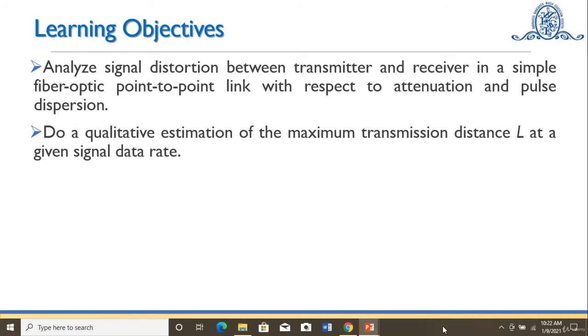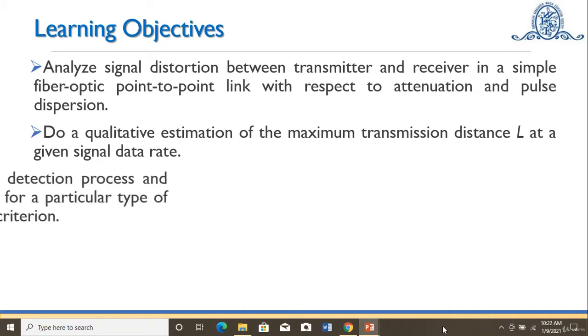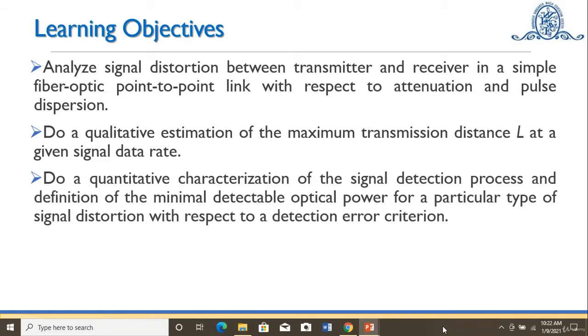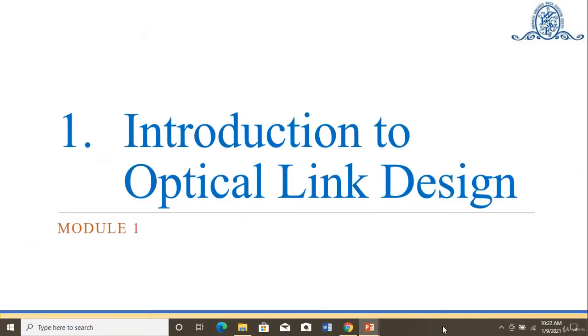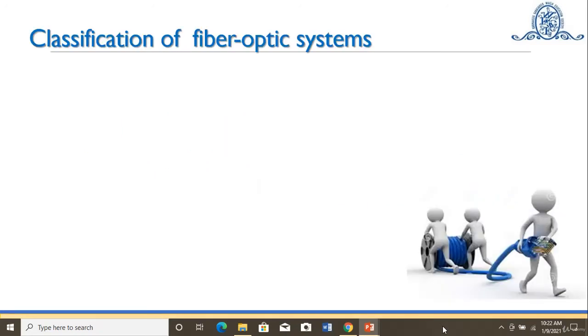Do a qualitative estimation of the maximum transmission distance L at a given signal data rate. Do a quantitative characterization of the signal detection process and definition of the minimal detectable optical power for a particular type of signal distortion with respect to detection error criteria. And understand optical system components with typical specifications and applications. The first lecture of the first module is Introduction to Optical Link Design.